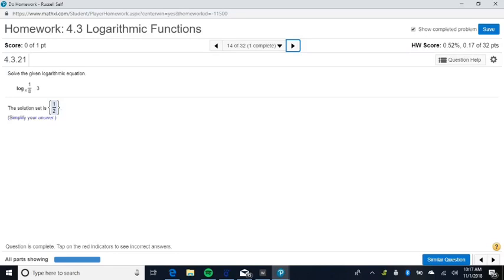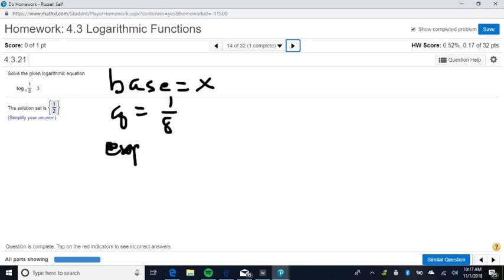All right? Notice where the x is this time. So we're not going to be looking for an exponent this time. We're going to be looking for a base. So our base is x, our quantity is 1 over 8, and our exponent is the 3. Okay? So putting those into the right spots, it's x to the 3rd equals 1 over 8.